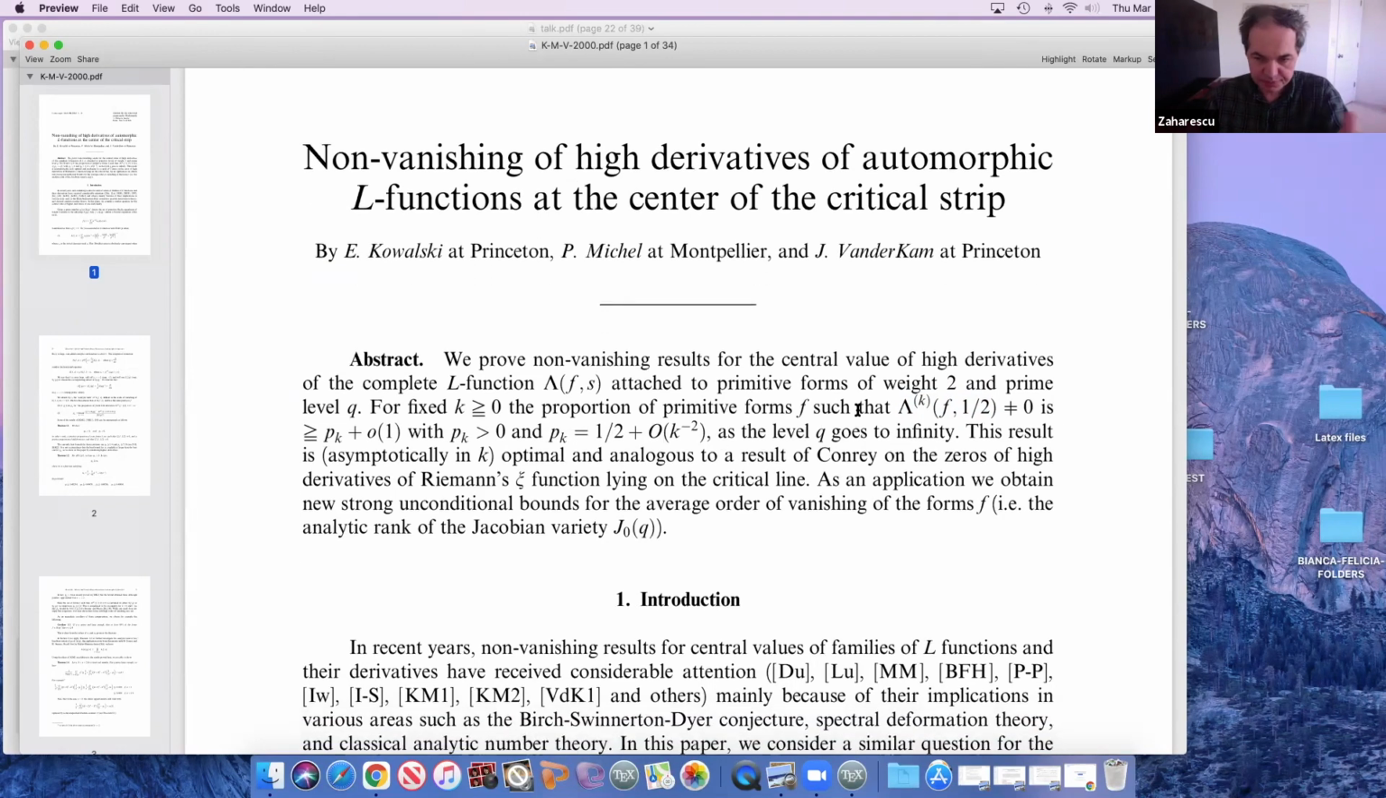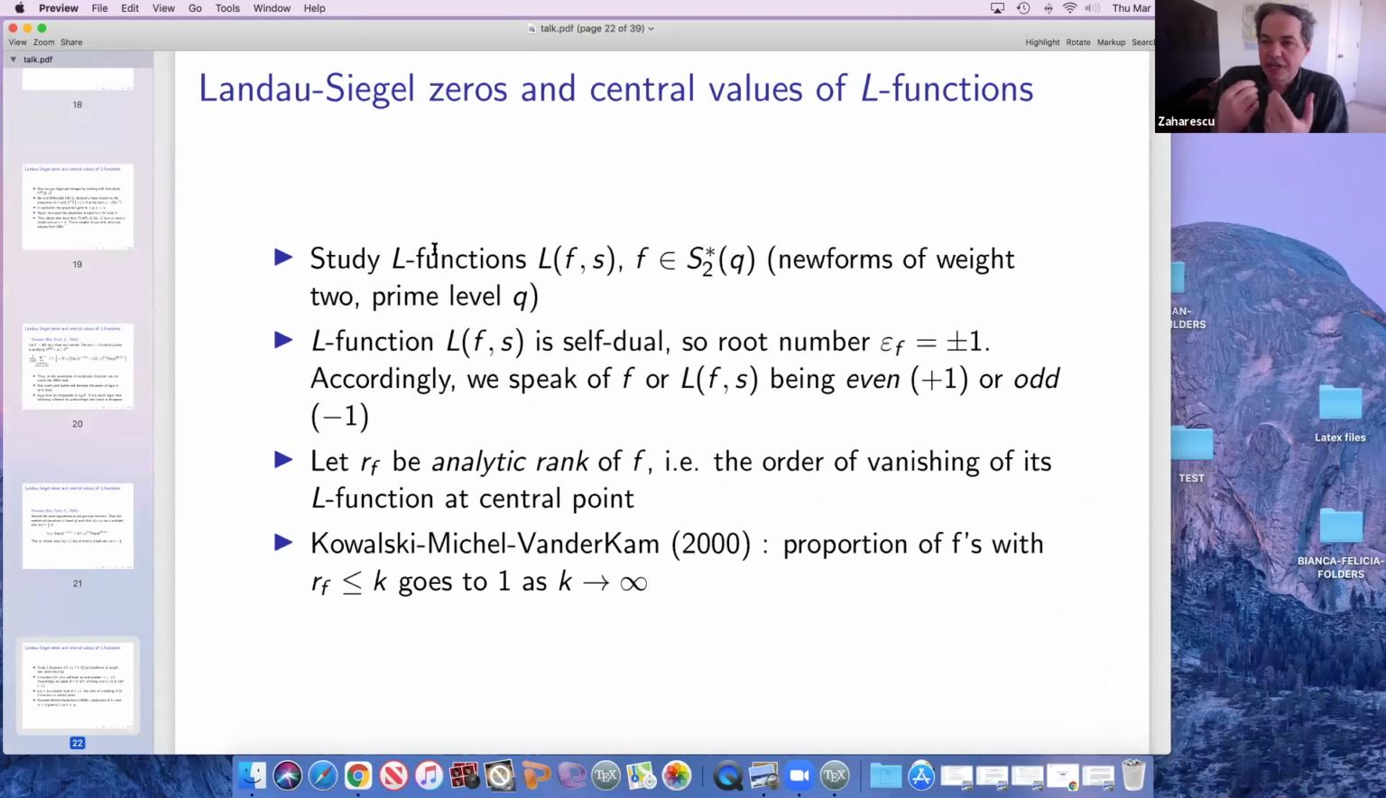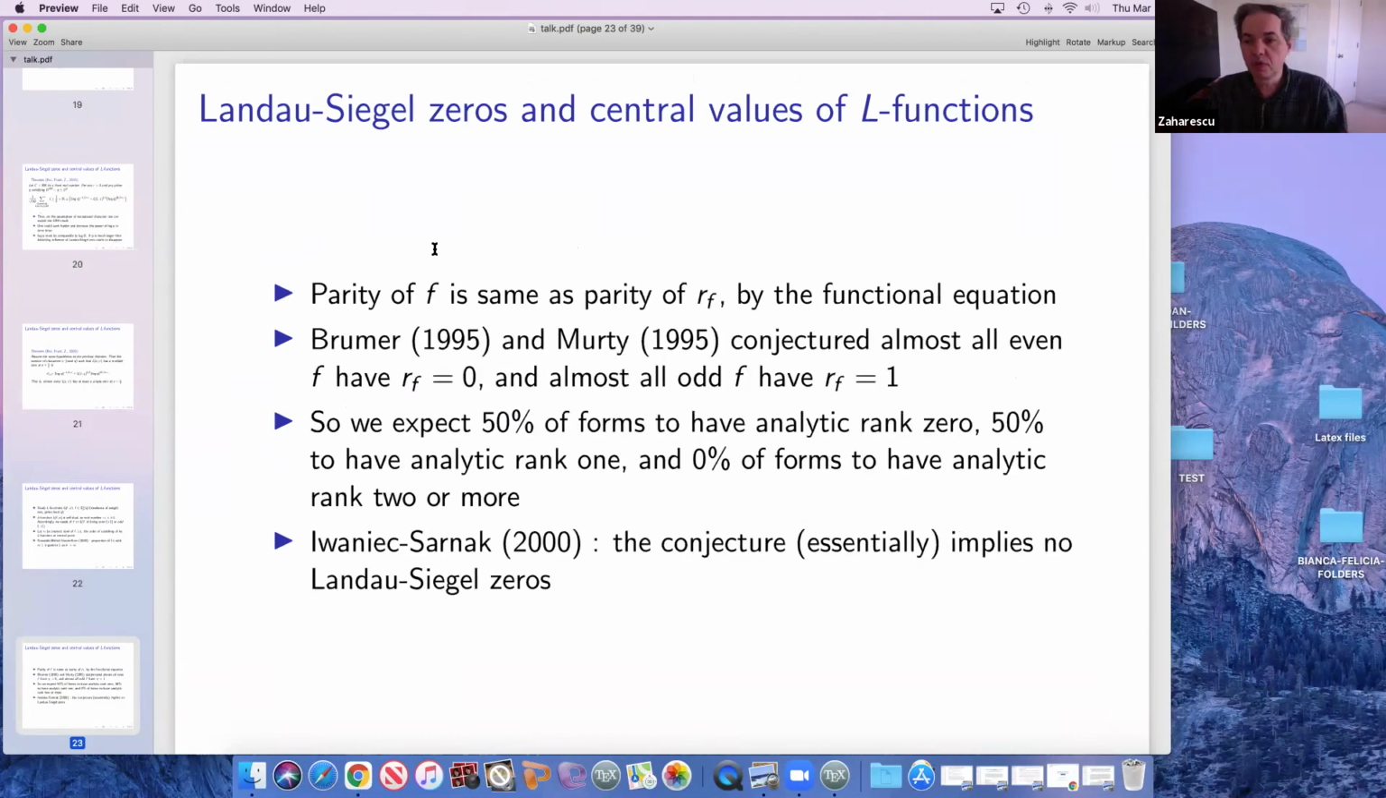But if you look at what this means in terms of the analytic rank, of course the two functions have the same analytic rank because the gamma function doesn't have any zeros. So the L-function and the completed function have the same order of vanishing. All right, so the proportion goes to 1 unconditionally. Before what we show, let's see what's conjectured.